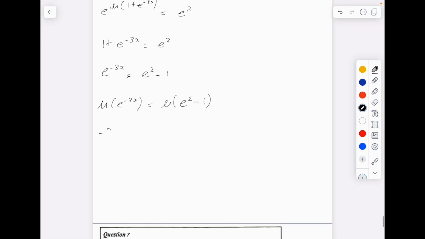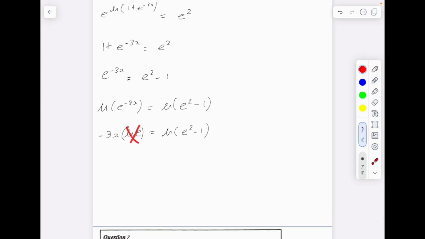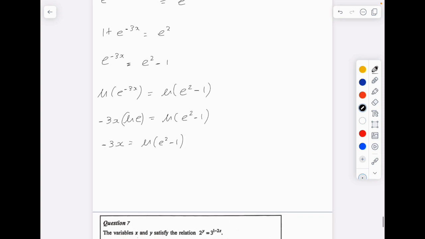Therefore, I could say negative 3x ln e is equal to ln of e squared minus 1. But remember, ln e is equal to 1. So I've got negative 3x is equal to ln of e squared minus 1. So what can I say?